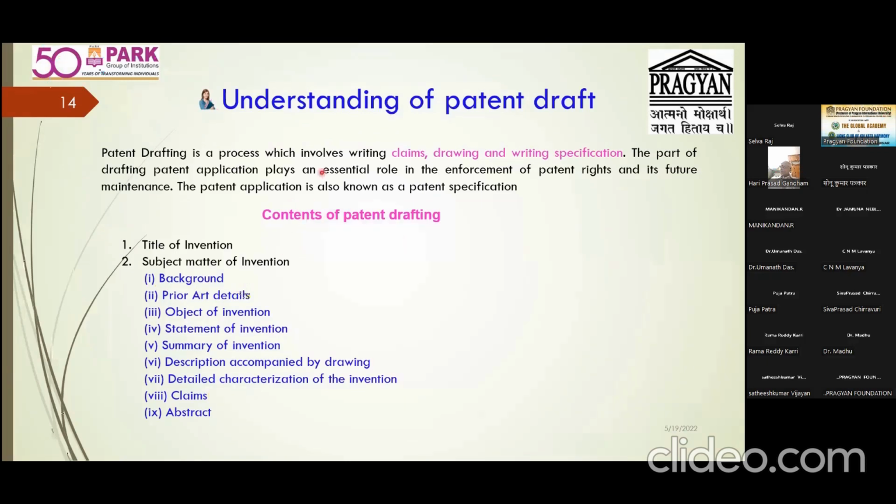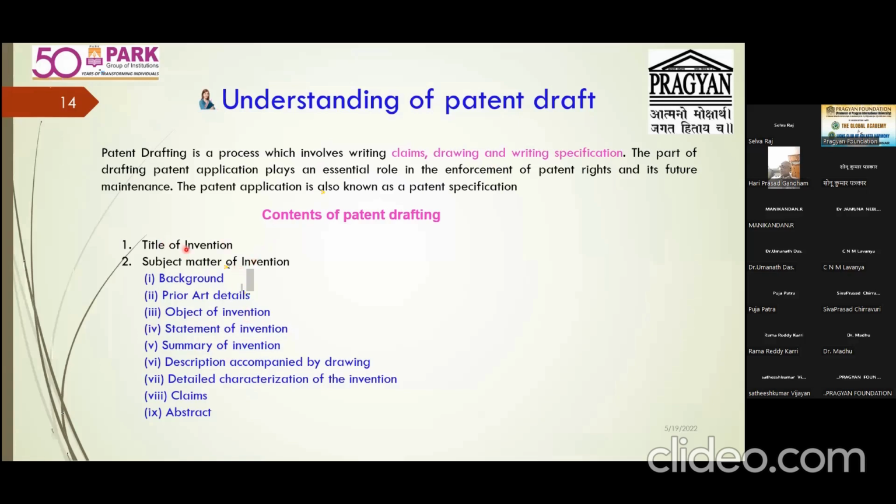When you come across understanding the patent draft, it is like an art. How are we going to put our invention into art? I said my invention is in my brain, and I want to convert it from the brain into a document. So these contents are very important.